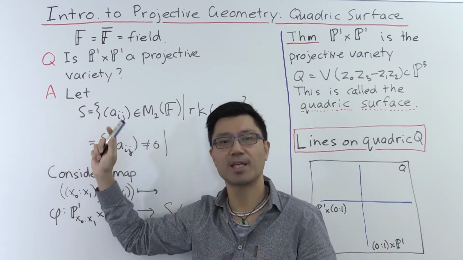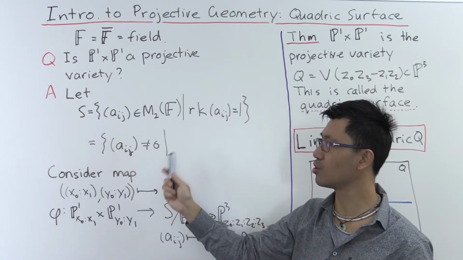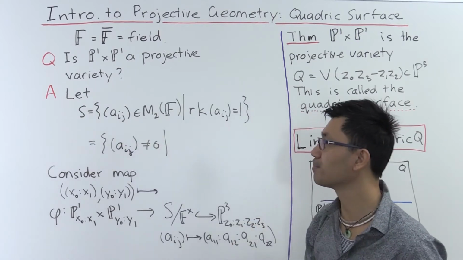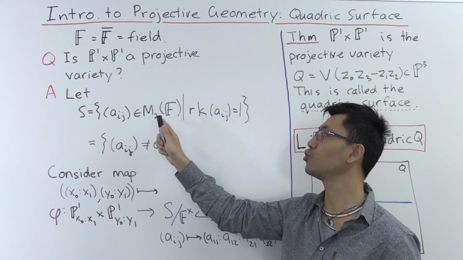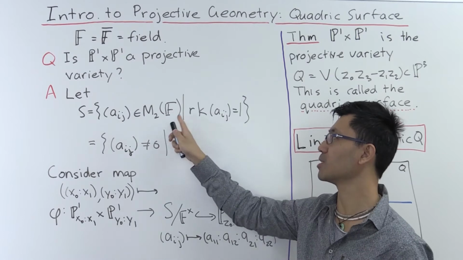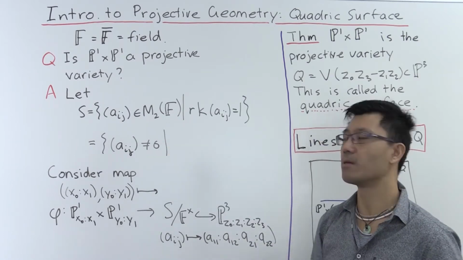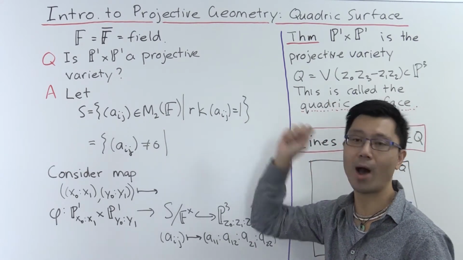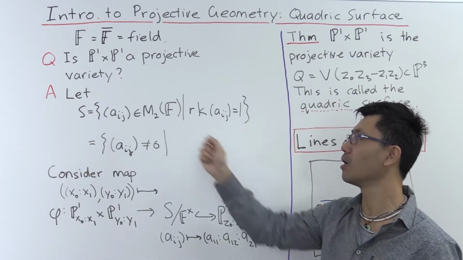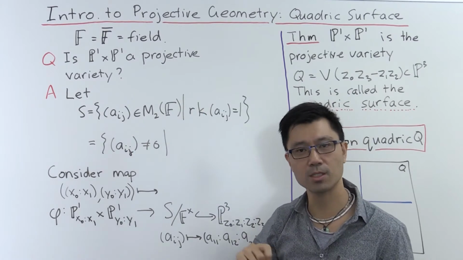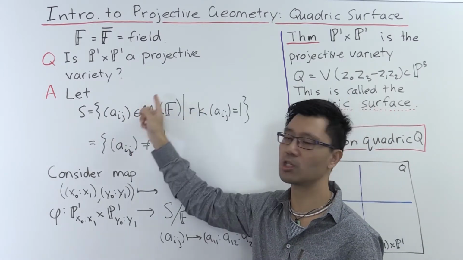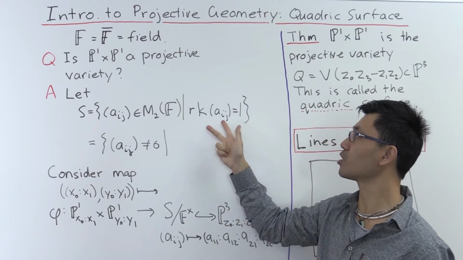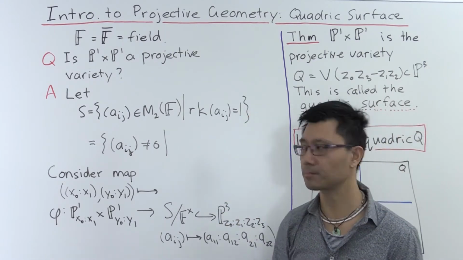Okay, so to get that answer, we need to introduce an auxiliary set, a set that I'll call S, and it's going to be a subset of 2 by 2 matrices with entries in the field F. And the matrices that I'm going to pick out are precisely the ones that have rank 1. Okay, so of course it's a 2 by 2 matrix, so the rank of an arbitrary 2 by 2 matrix can be either 0, 1, or 2, and we want just the ones of rank 1.